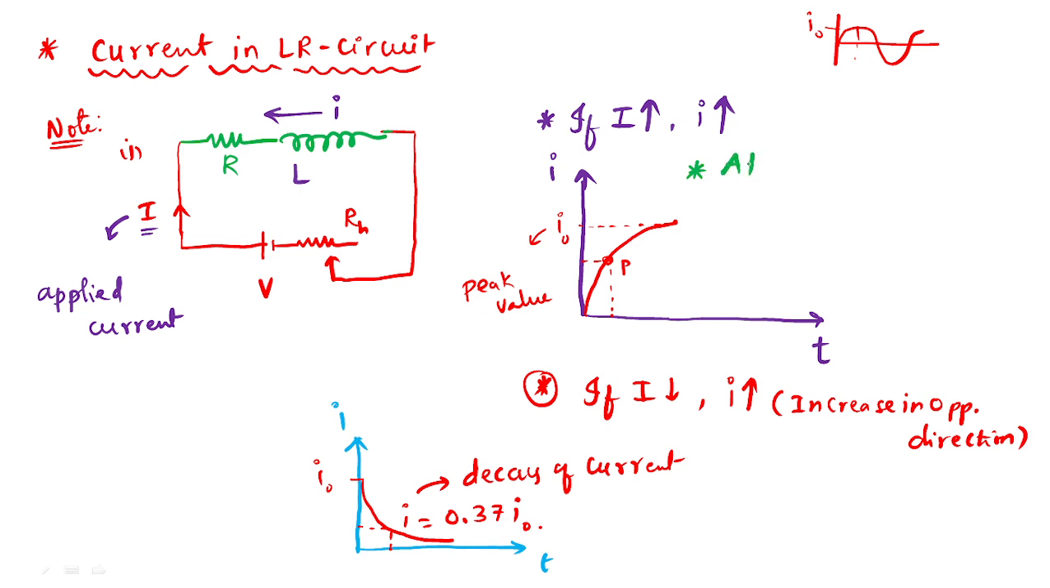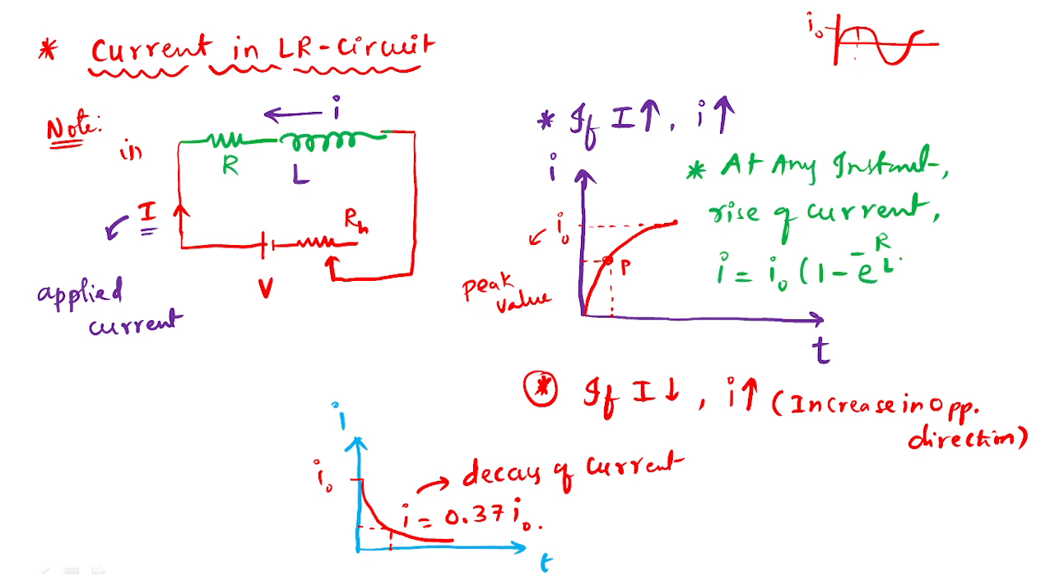At any instant, rise of current. Rise of current means increment in the current. How do you find it? You have to remember the formula: I is equal to I naught times (1 minus e power minus R divided by L into t). Okay, e power minus R divided by L into t.